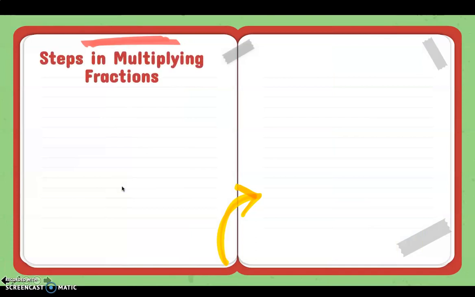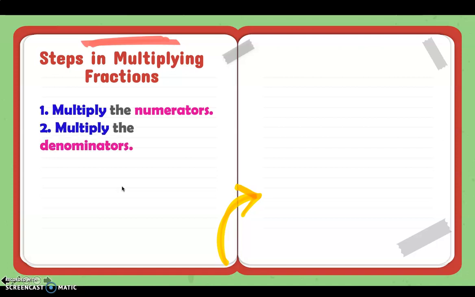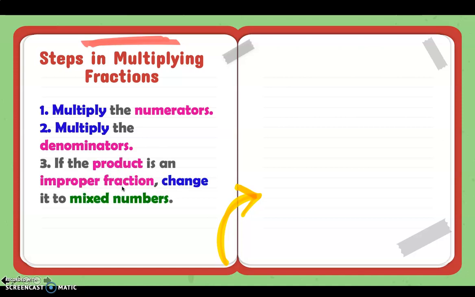Steps in multiplying fractions. First, you multiply the numerators, then multiply the denominators. Then, if the product is an improper fraction, change it to a mixed number. We will know if it is improper if the numerator is greater than the denominator. Then lastly, express the product in simplest form.